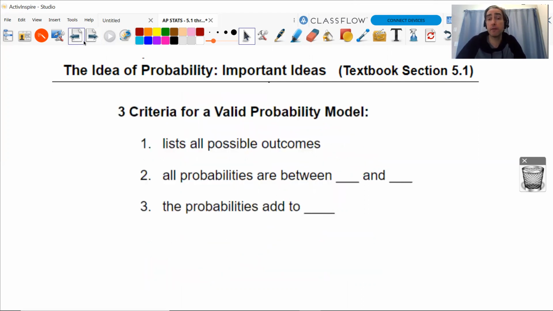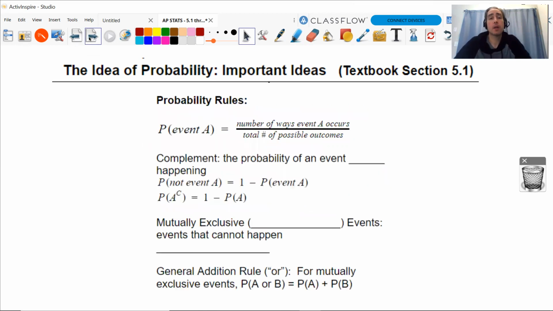You have 3 criteria for a valid probability model. Criteria number 1, always make sure the possible outcomes are listed. Probabilities are always between 0 and 1, and they add to 1. Finally, talk about probability rules. This is kind of getting into the next lesson, but probability is always the number of ways something occurs over the total number of possible outcomes.